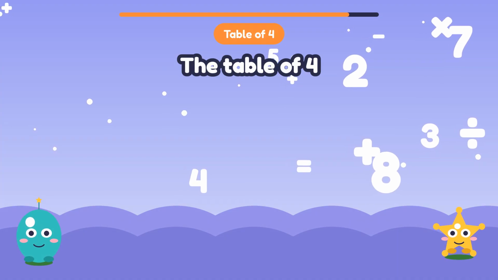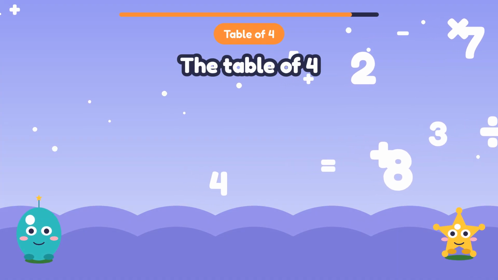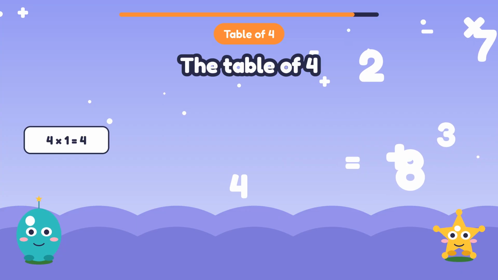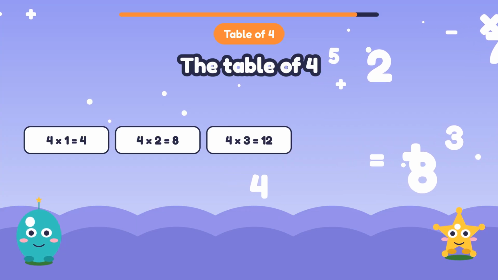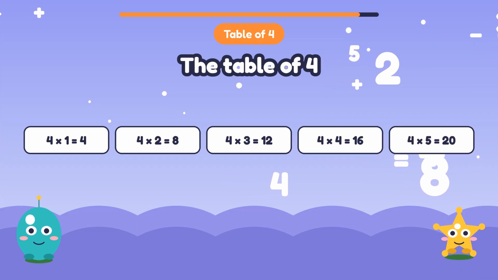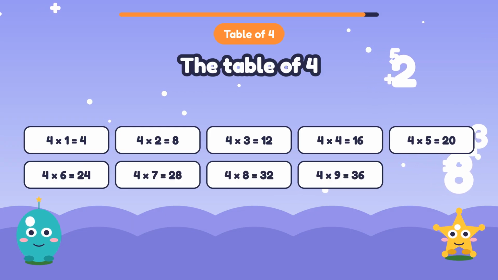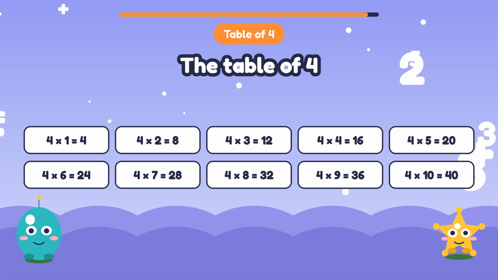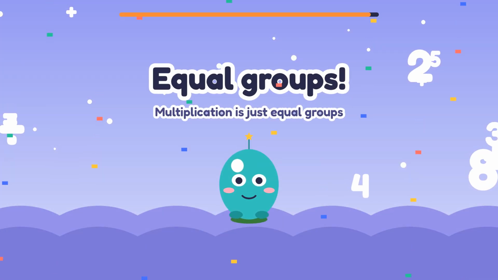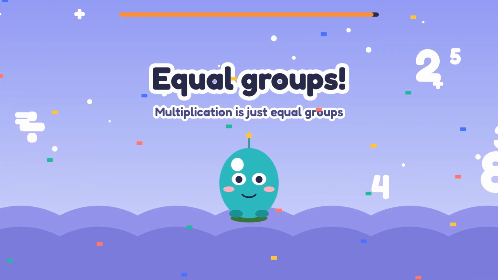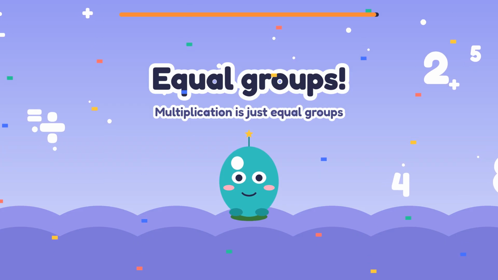Here is the whole table of 4. Say it with me. 4, 8, 12, 16, 20, 24, 28, 32, 36, 40. Multiplication is just equal groups. Great job!